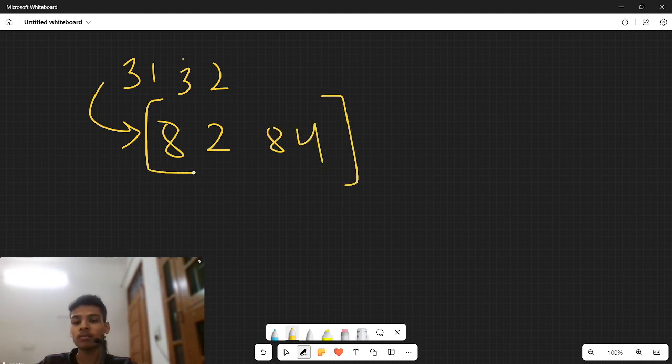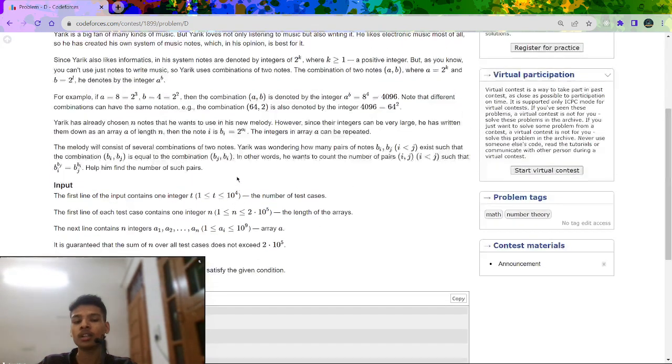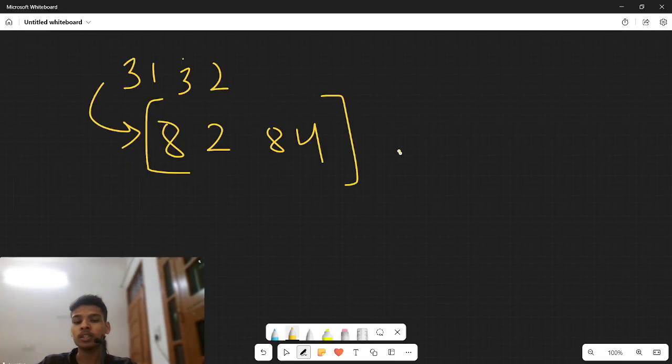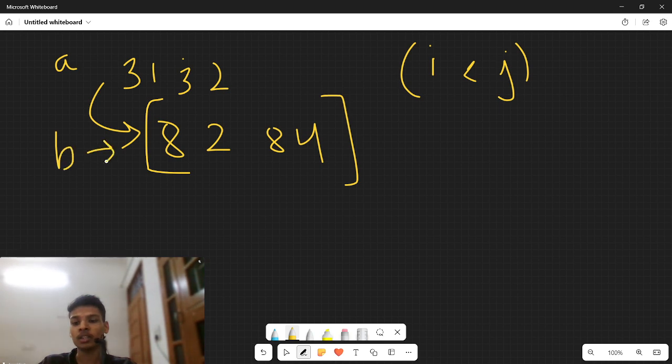Next, what is the problem asking us to do? The problem is simply asking for the number of pairs i and j such that i is smaller than j, right? So this is the first condition. And what is the next condition? The next condition is about a of i. If my current array is like this, then I will simply represent b like this only, right? So if my array is this, then my b array is this, right?